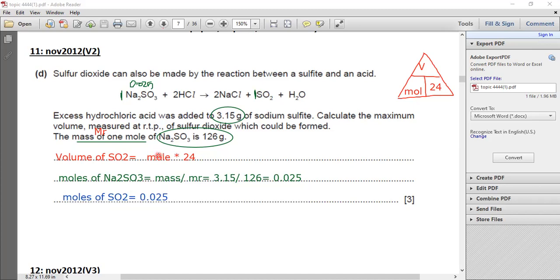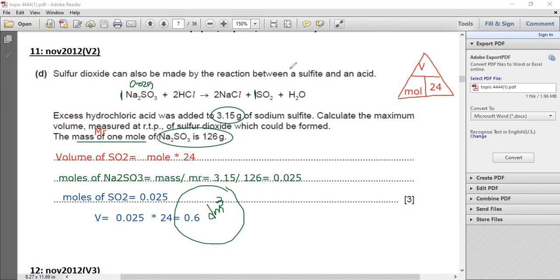Now you have this number of moles. You can find the volume. Volume equals 0.025 multiply 24. Equals what? It's going to be 0.6 cubic decimeter. DM cubed. This is the answer.